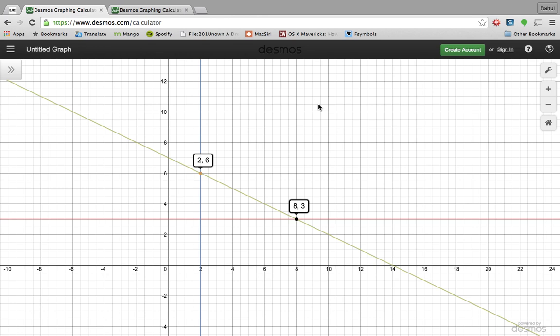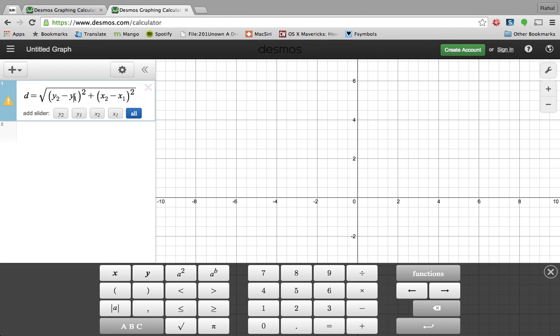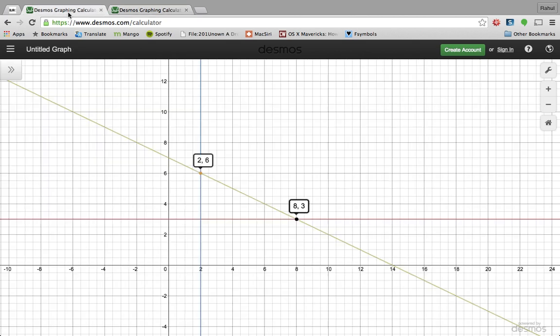Today I'm going to show you how the distance formula is derived from the Pythagorean theorem. For those of you that don't know, the distance formula is the square root of y2 minus y1 squared plus x2 minus x1 squared, and all of that square rooted is the same as distance.